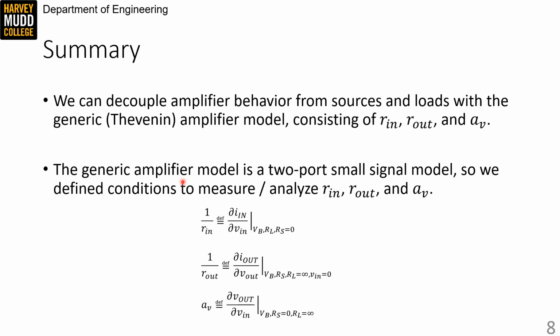So in summary, we can decouple amplifier behavior from sources and loads with the generic Thevenin amplifier model that consists of an input resistance Rin, an output resistance Rout, and a voltage gain AV. The generic amplifier model is a two-port small signal model, so we define some conditions to measure and analyze Rin, Rout, and AV, which are this set of derivatives, and we sort of capture and isolate the two-port behavior by carefully controlling our sources and our loads.